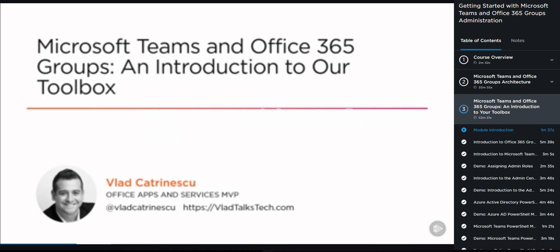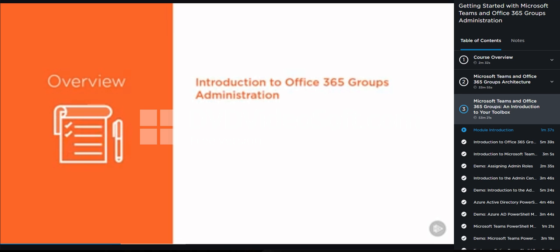In this module, we will do an introduction to the Office 365 Groups and Microsoft Teams Administration Toolbox. We will first start by doing an introduction to Office 365 Group Administration and really cover what a groups admin does and what permissions or roles we need in order to be able to administer Office 365 groups. We will then look at the role of a Teams admin, what a Teams admin does, and which admin roles a Teams admin needs.